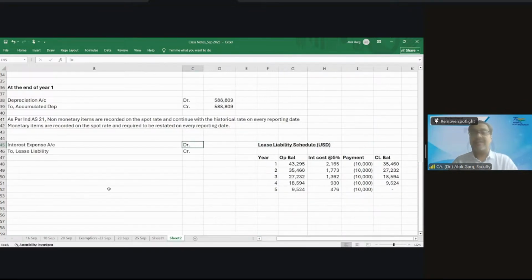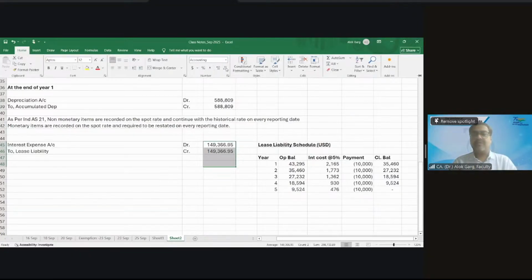2165, but I have to record in INR. So 2165 multiplied by what? Sir, 70? No, sir, it's 69, but the average rate we have to use, as the interest accrues over a period of time. Yes. So friends, he is right. Ind AS 21 says that expenses accrued over a period of time are recorded at an average rate. And the average rate is 69. So this is your interest expense to lease liability.